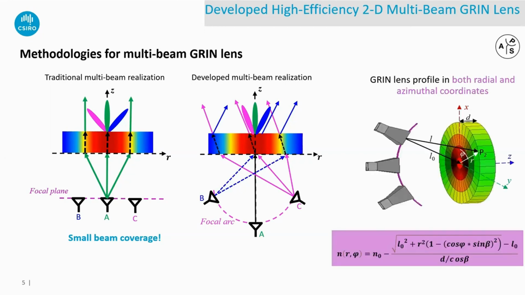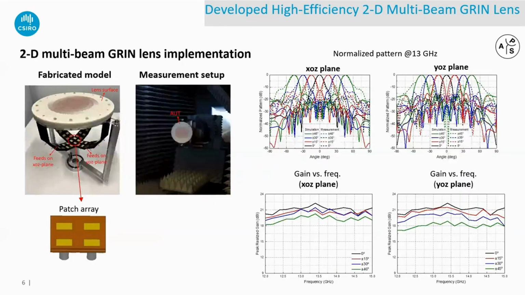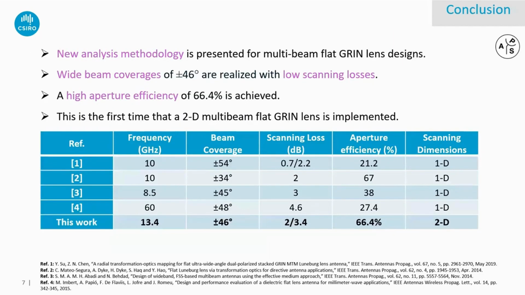Then we extended this analysis method to a 2D lens aperture, which has gradient refractive indices along both radial and azimuthal coordinates. In the final implemented model, a microstrip patch array antenna has been utilized as the feed source in order to save space. We can see that by using the new analysis method, a wide beam coverage has been achieved with low scanning losses for the multi-beam flat gradient index lens. Besides, a high aperture efficiency of up to 66% has been obtained.